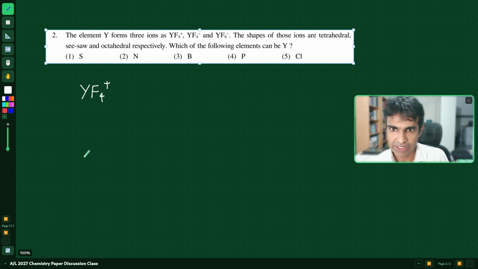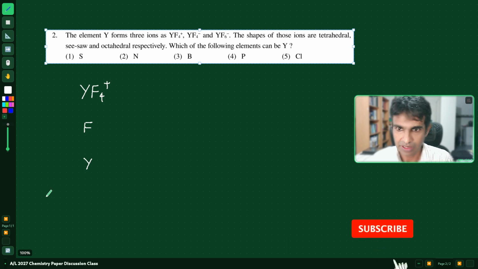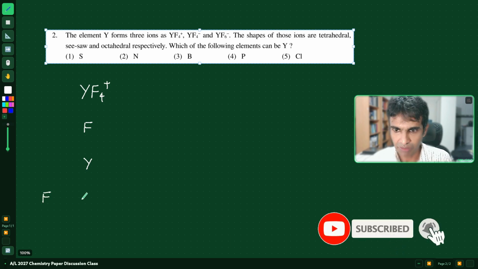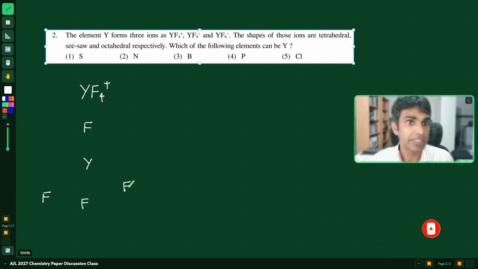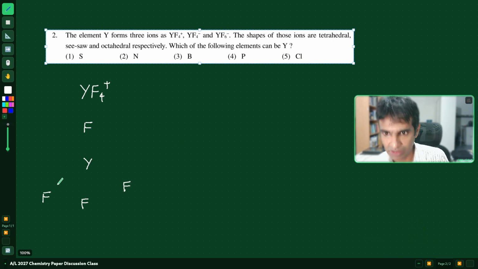So central atom is Y. Then there are 4 fluorine atoms, and the shape of this ion is tetrahedral according to the question. So we can draw the shape like this.